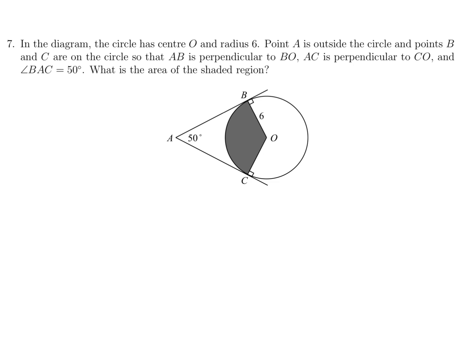In the diagram, the circle has a center O and a radius 6. Point A is outside the circle and points B and C are on the circle. So that AB is perpendicular to BO. AC is perpendicular to CO, and angle BAC is 50. What is the area of the shaded region? Well, the first thing, what should I do here? Just draw a line from A to O like that. And then these are right angles, right? Yeah.